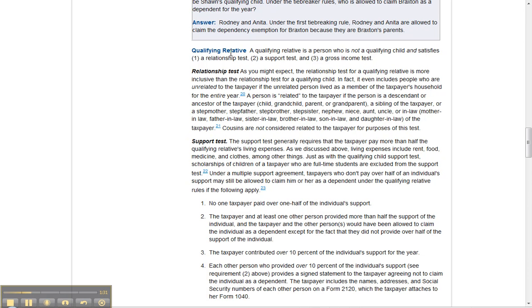as a qualifying relative. Now, the reason why you check the qualifying child rules first is because qualifying child generally enables the taxpayer to get additional benefits aside from just the dependency exemption. For instance, a qualifying child will enable a taxpayer to qualify for the earned income credit, whereas a qualifying relative won't. So there are different benefits depending on whether a dependent qualifies as a child or a relative.